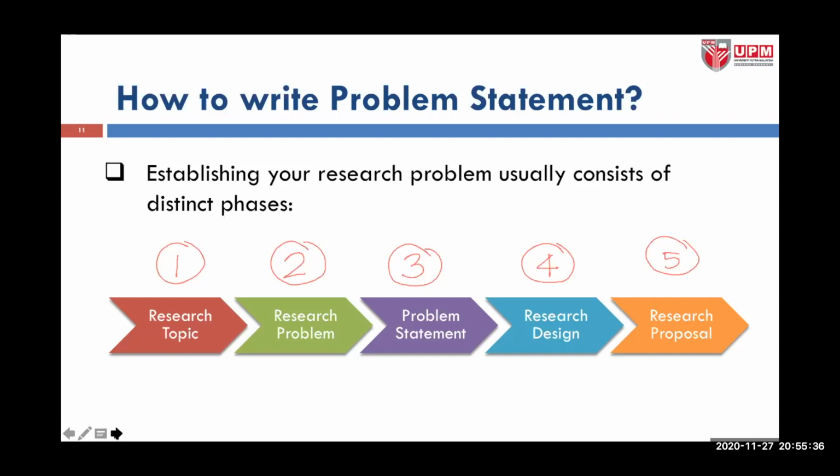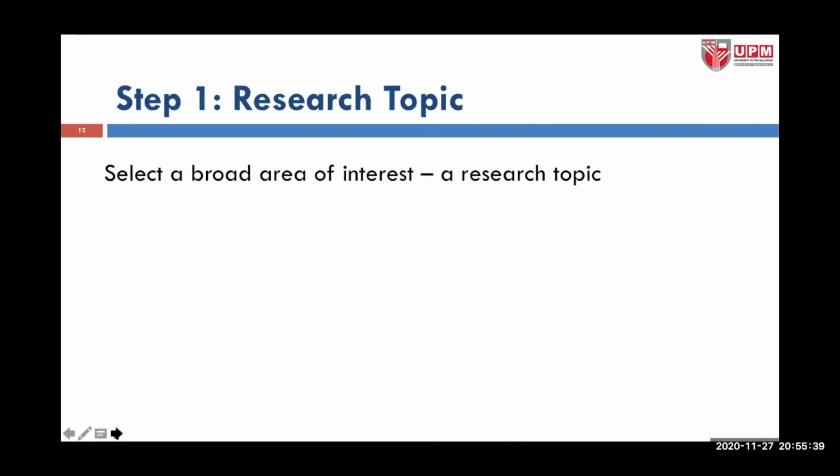Let us look into step number 1, research topic. In the K chart, you start with a general title. So basically, you select a broad area of interest, a research topic. Like the example I used before, the performance of the vehicle. So just a vehicle, where you want to see the performance of a vehicle, or the vertical garden. That is a broad area of interest.